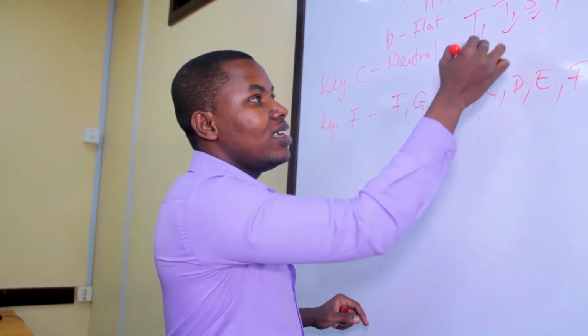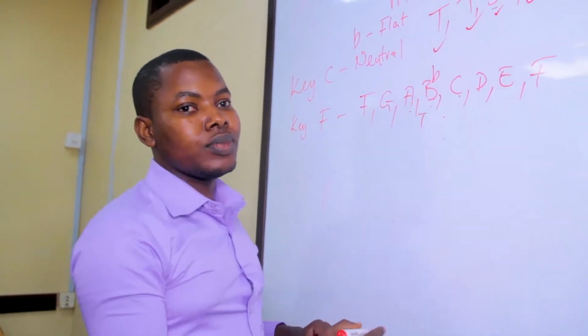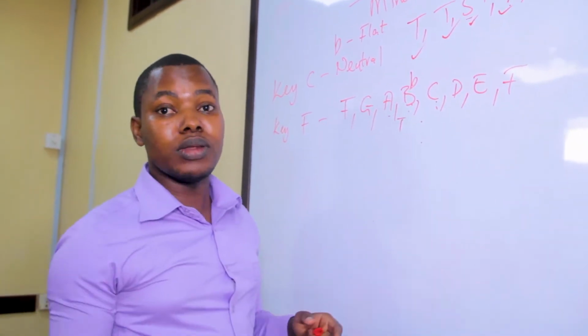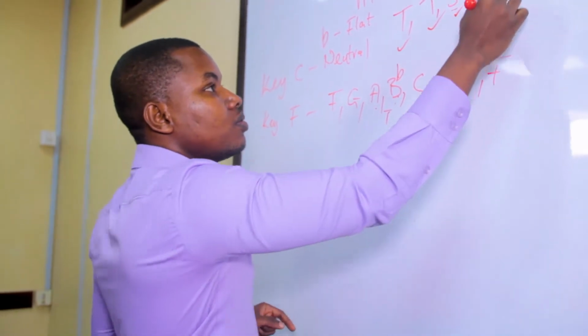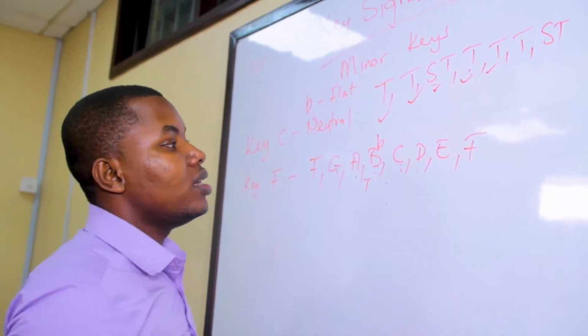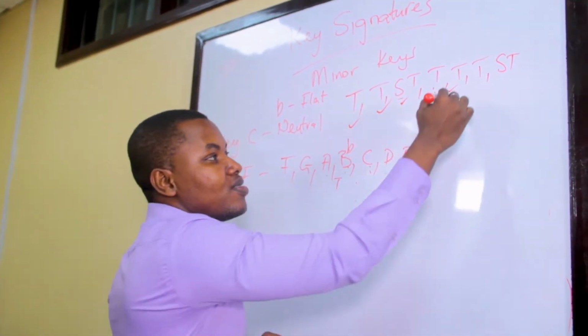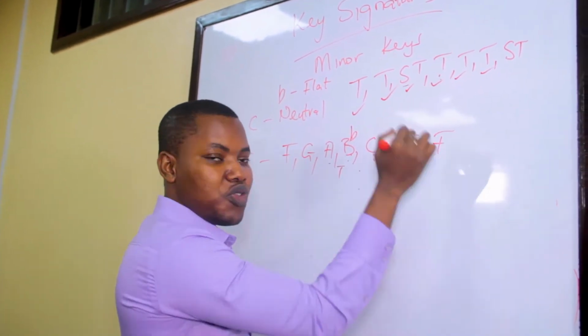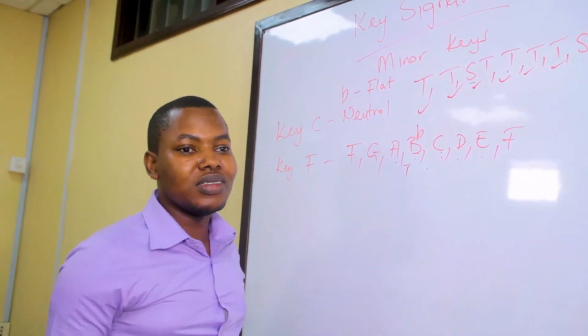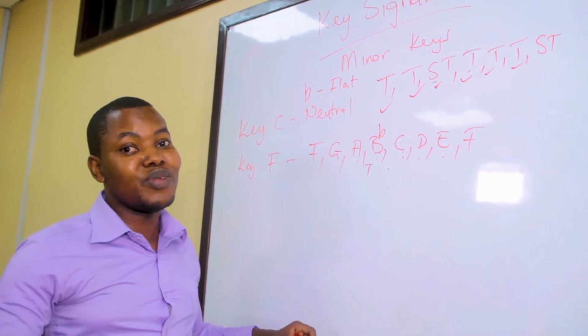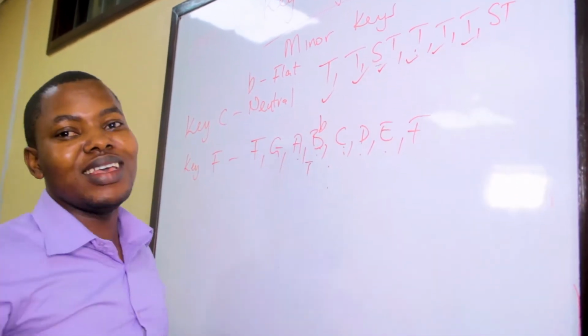B flat to C is a tone. Correct. Now C to D is also a tone because there is a black key involved. Correct. D to E is also a tone because there is a black key involved. Correct. Now E to F. Is it a tone or a semitone? It's a semitone because there is no black key involved.